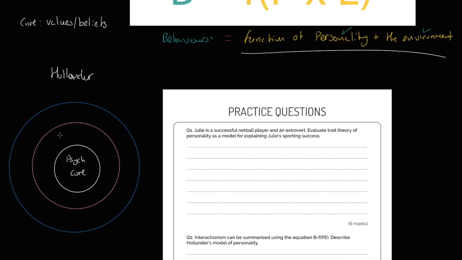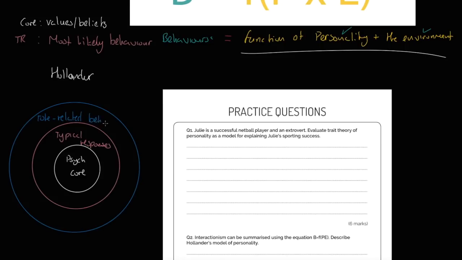Now, on the second layer, we have what we call typical responses. I'll put this up here as TR, typical responses. This is the most likely behavior of an individual. And we can argue that this, to an extent, is still based on what Hollander would argue was the innate psychological core.